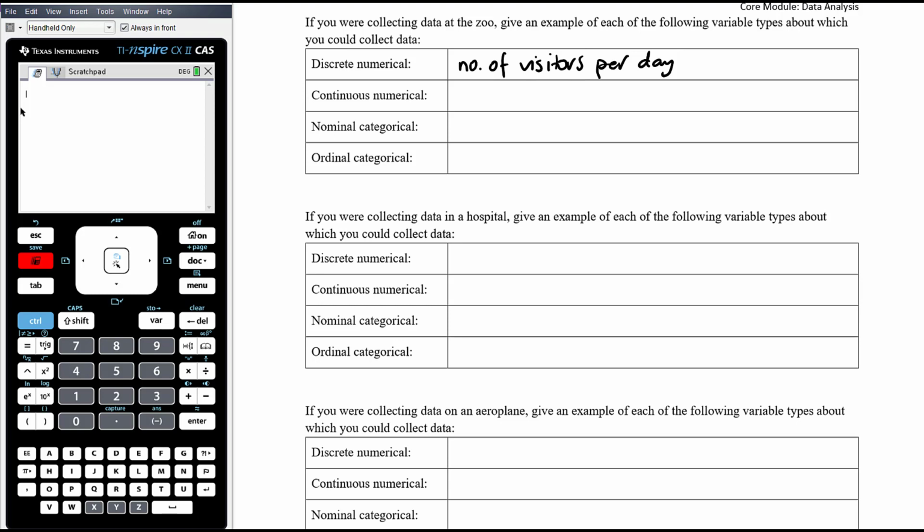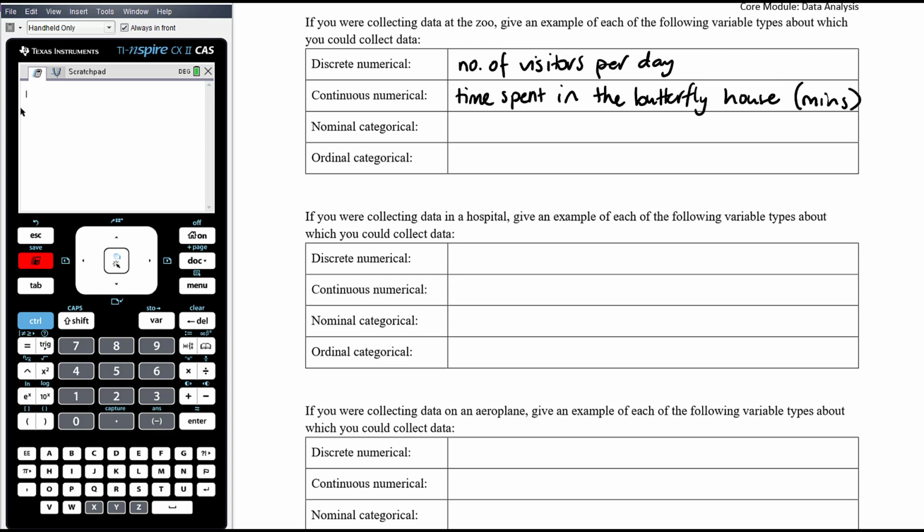Each day there'll be a different number of visitors, but it will be a discrete countable value that we can record. Continuous numerical variable, sorry. So we want a measurable quantity. We want to think about things like weights and lengths and heights and times, and so we might say time spent in the butterfly house, in minutes.